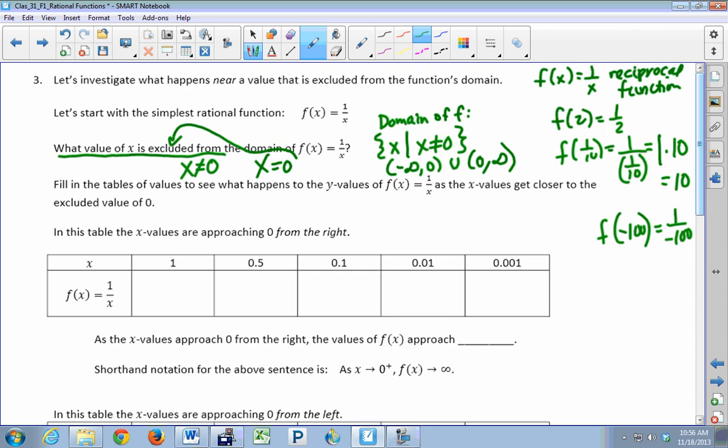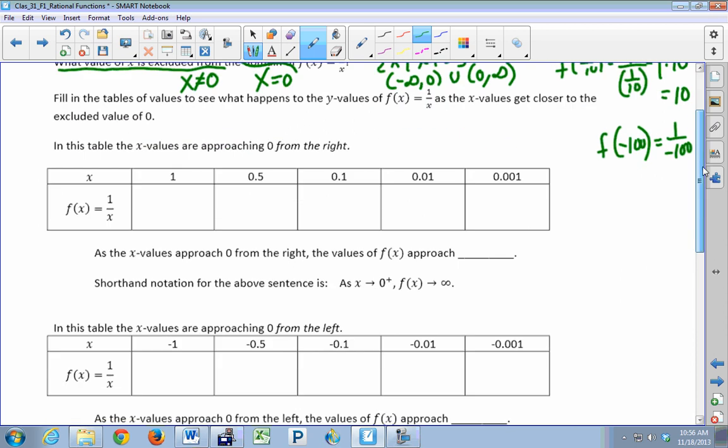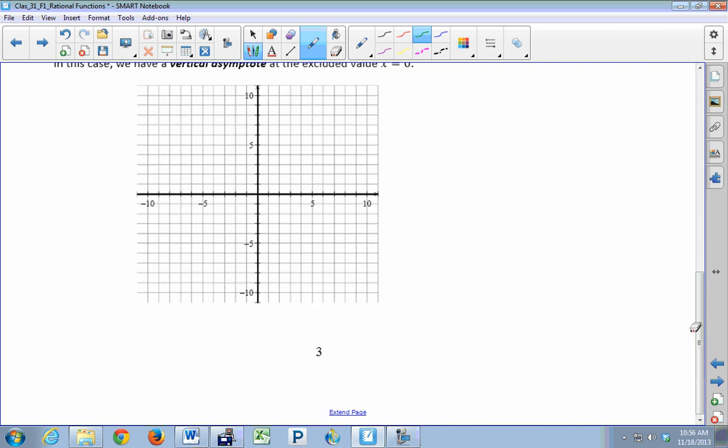Okay, fill in the values of the table to see what happens to the y values, or the values of your function, as your x values move towards 0. Okay, we know we can't be 0. So what happens to our function as we move towards 0? So let's see. If I were graphing this, here's 0, and I know I can't be 0. So I'm going to put a dotted line straight down through my y-axis like that because I know I can't be 0.